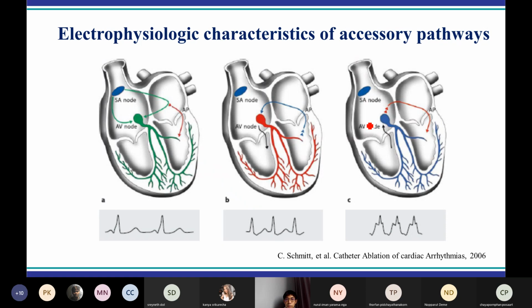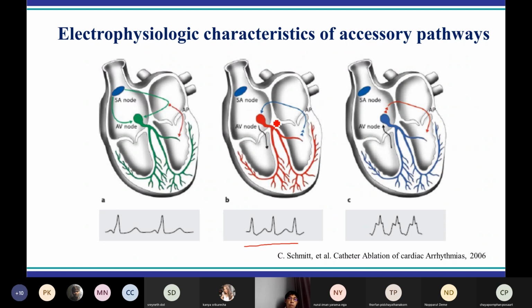So, what are the electrophysiologic characteristics of an accessory pathway? The first one is when the patient is in normal sinus rhythm. So you could see a short PR interval and a delta wave. The second one is orthodromic AVRT. This is a narrow complex tachycardia.